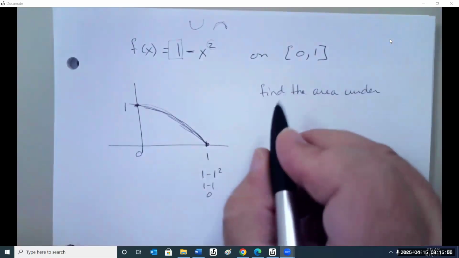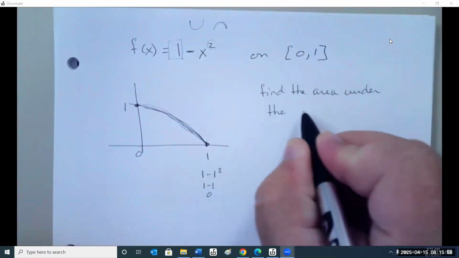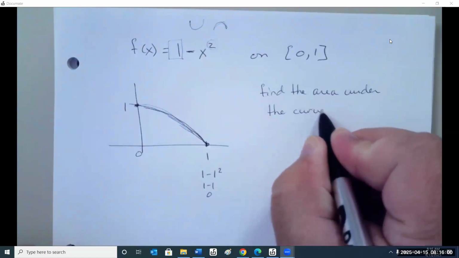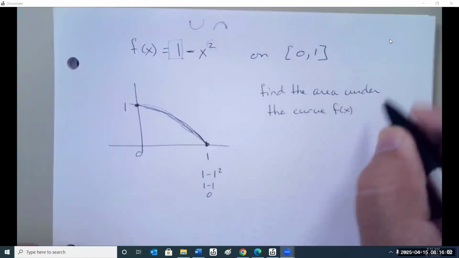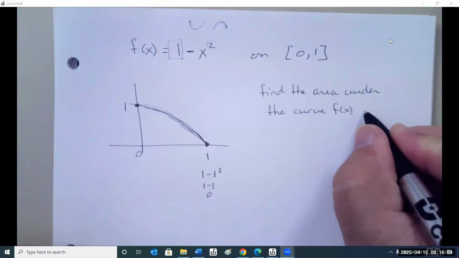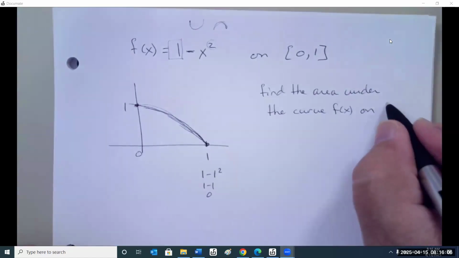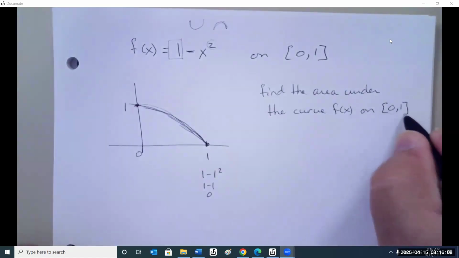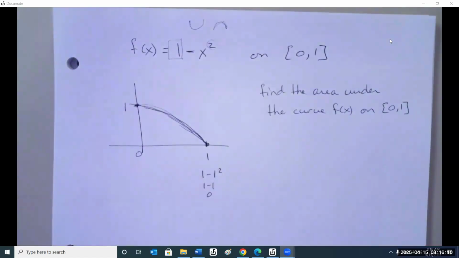Find the area under the curve, f of x, on the closed interval 0, 1. So we do it the same way.